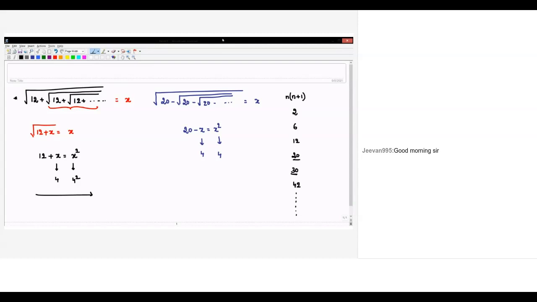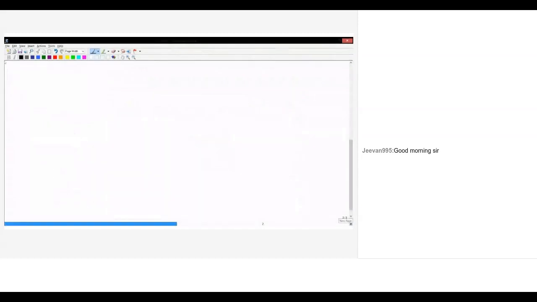Suppose it is not in this format also, I'll tell you. What do you mean by n into n plus 1? It is n square plus n. To n square plus n, if you add n plus 1, what will you be getting? You'll be getting n plus 1 whole square. If you subtract n, you'll be getting n square. Anything in the form of n into n plus 1, this will happen.